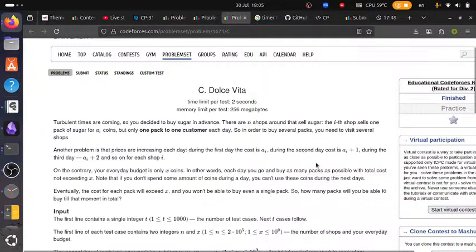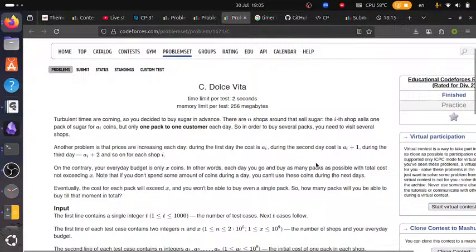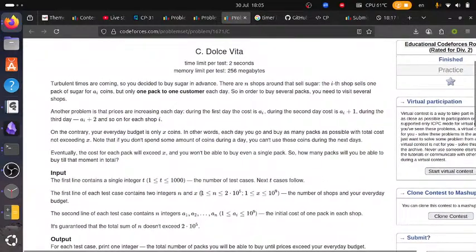On the contrary, your everyday budget is only X coins. In other words, each day you go and buy as many packs as possible with total cost not exceeding X. Note that if you spend some amount of coins during a day, you can't use these coins during the next days. Okay, so we will lose that money. Eventually, the cost for each pack will exceed X, and you won't be able to buy even a single pack. So how many packs will you be able to buy till that moment in total?